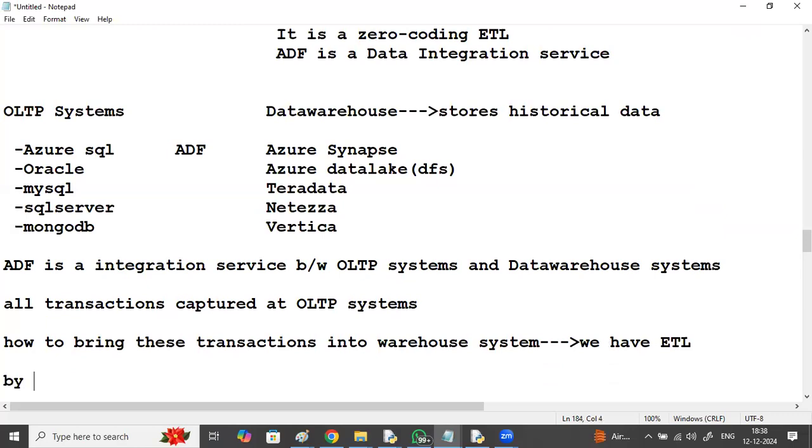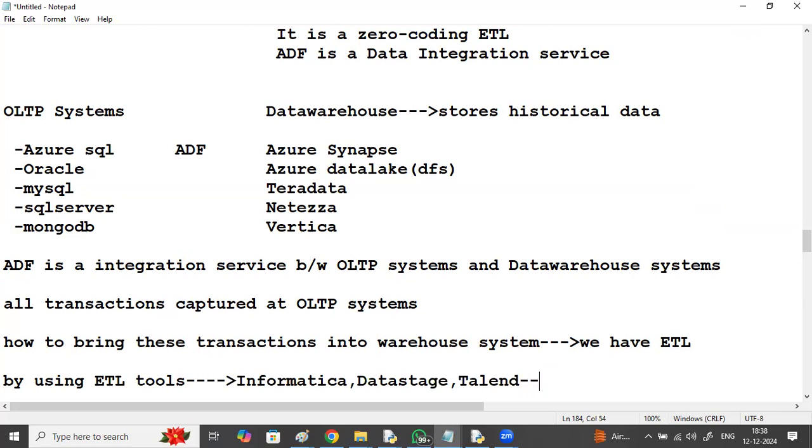By using ETL tools. What are the ETL tools already available? Informatica, DataStage, Talend. Okay. But sir, ADF is also an ETL tool, right? Which one? ADF. I'm coming to that.